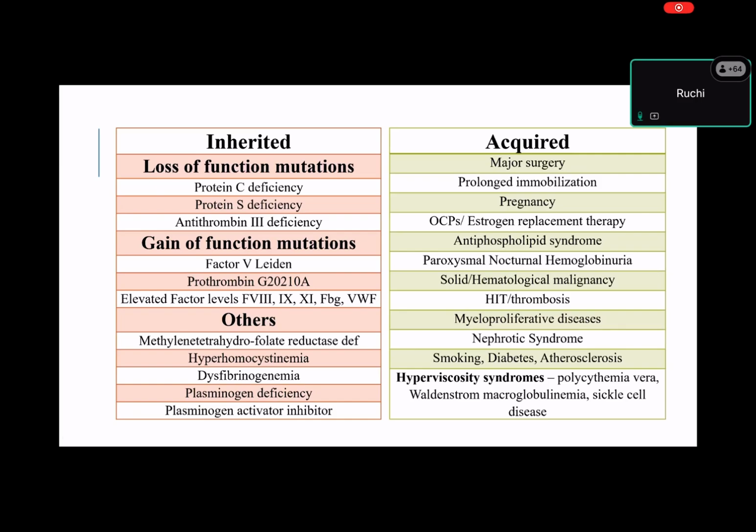In hematological malignancies, if you actually look up the literature, almost all sorts of hematological malignancies, maybe leukemia, lymphoma, myeloma, every one of them has a risk of 2% to up to maybe 15 to 20% of developing a thrombosis. Then we know of HIT, then we know myeloproliferative neoplasms, nephrotic syndrome because there is a loss of certain anticoagulant proteins, so that is why that also leads to a procoagulant state. Smoking, diabetes, atherosclerosis all contribute to the endothelial injury and thus indirectly contribute to thrombophilia. And then you have these hyperviscosity syndromes like polycythemia vera, Waldenstrom macroglobulinemia, sickle cell disease, etc. So this is a list of the common inherited and acquired states which can lead to thrombophilia.